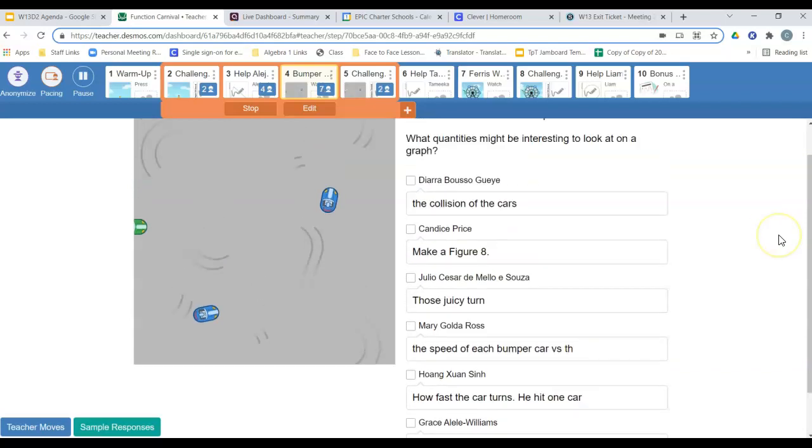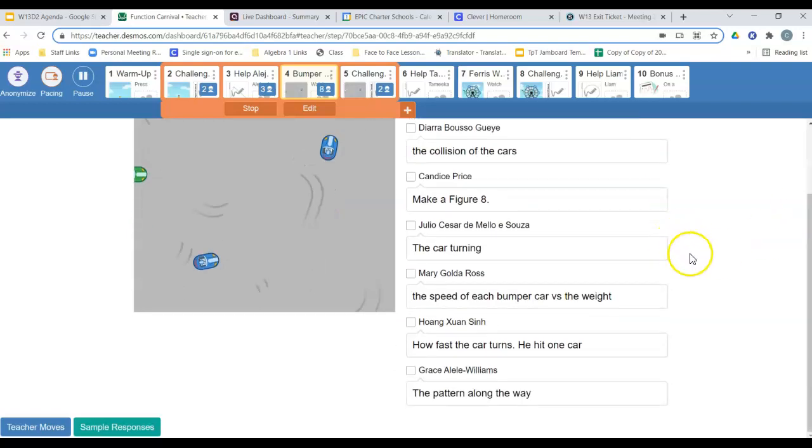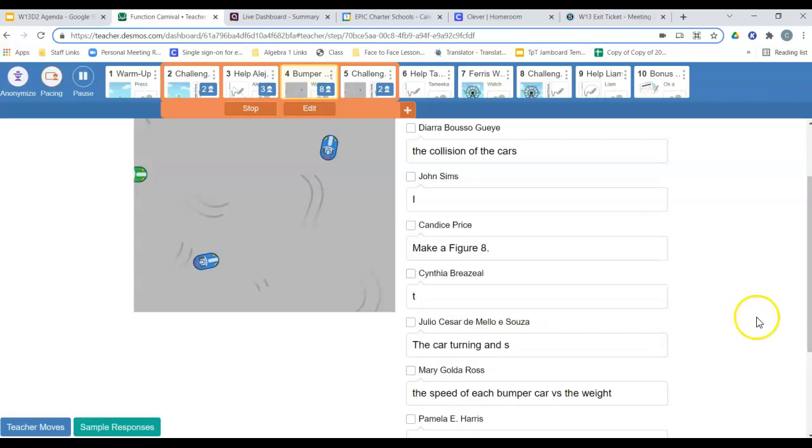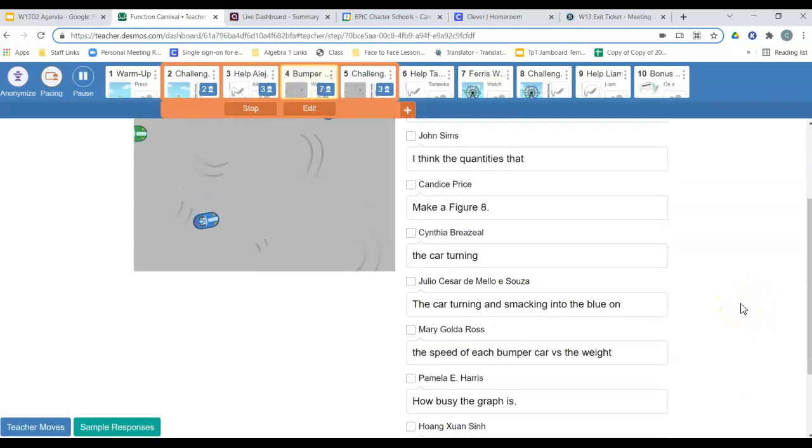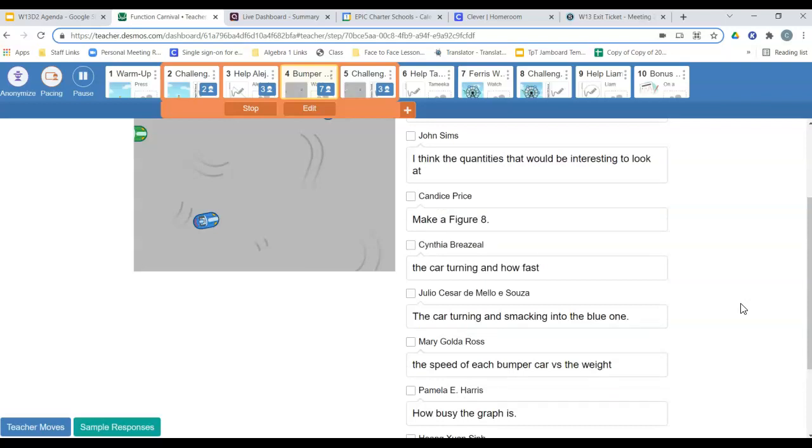So make a figure 8. Do you mean its position on the screen would be what you would be graphing? Its position on the screen, like how far it is from the bottom of the car turning. So which direction it's facing throughout the whole, like you could keep track of how it's turning. The speed versus the weight. How busy the graph is. Do you mean by how many cars are on the screen at any one time? Like by measuring, numbering, keeping track of the number of cars on the screen?